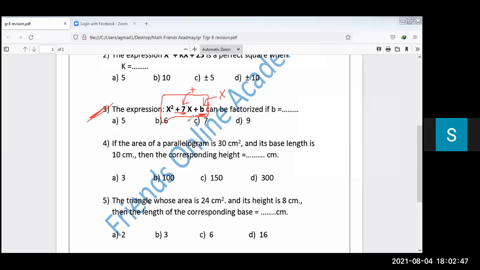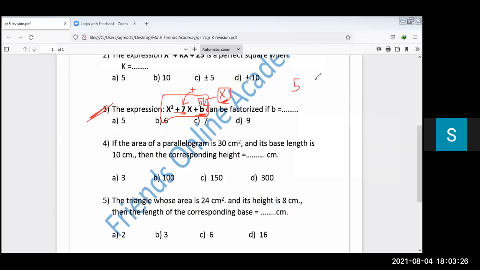Now, let's try 5. If you cancel b and put 5, this is the place of multiplication. You can make 5 as what times what? What times what gives me 5? Think in multiplication. Grade 9. 5 times 1.